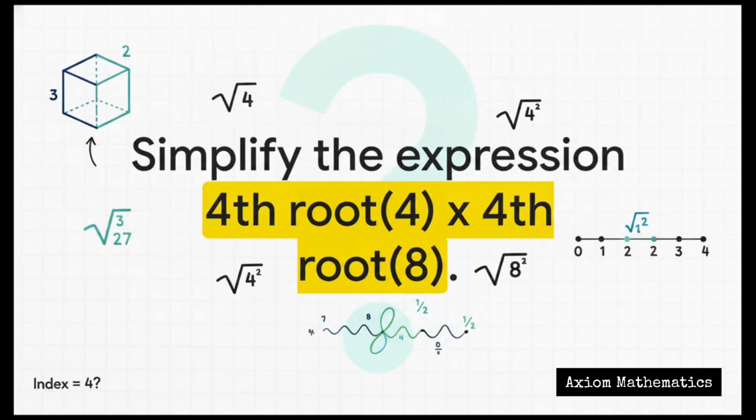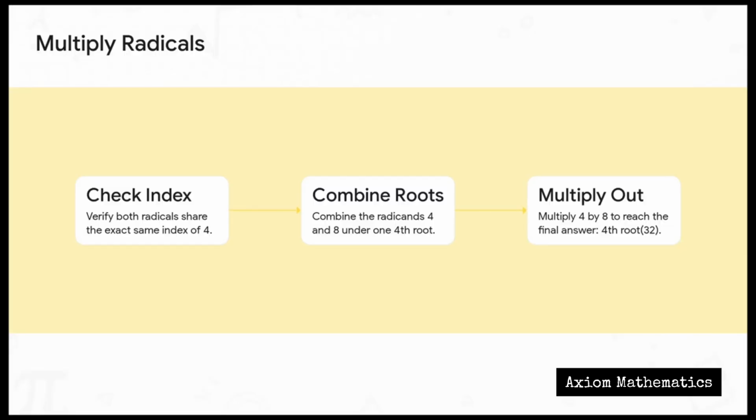Here's exercise 1.2, question 1. We need to simplify the fourth root of 4 multiplied by the fourth root of 8. The think aloud question we have to pause and ask here is, what happens when our radical has an index of 4, instead of being a standard invisible square root? Well, the beautiful truth is, the rule doesn't change at all just because the index number got bigger.